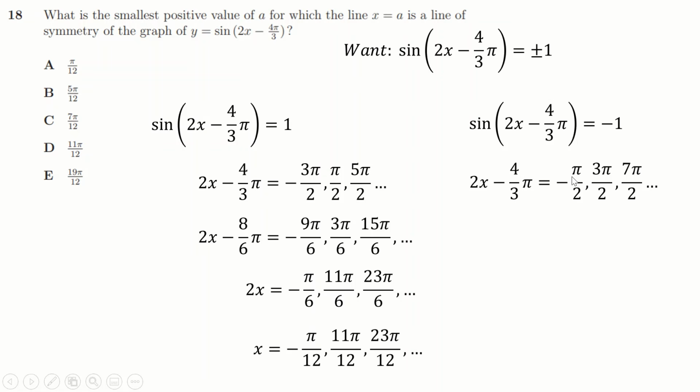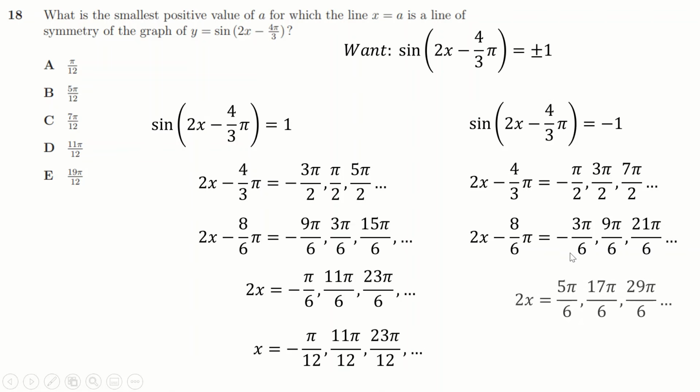Notice how it's always an odd number on top, and then it just swaps between. So sine of 1 is minus 3, 1, 5, 9, 13, and sine of minus 1 is minus 1, 3, 7. It includes them all, just swapping from this to this. Then I can make all the denominators 6 again, then add 8 over 6 pi, and I get this.